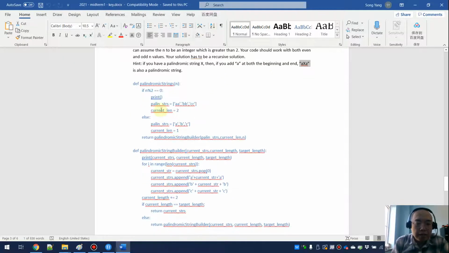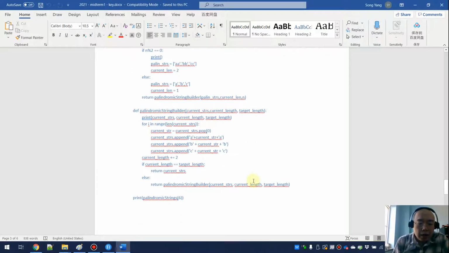Okay, and for this function, depending on n being an even value or odd value, I want to create a different set of the seeds, and after that I want to create another helper function called palindromic string builder, and I'm sending my palindromic strings and the current length, and what's the endpoint? We want to end when the current length reaches n, right?